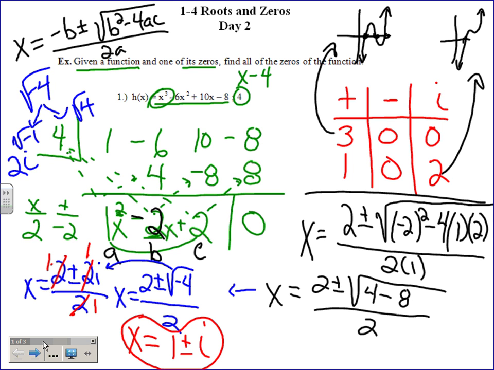Are the other two zeros? What was the first one in the... yeah, 4 was the first one. 1 plus or minus i are the other two. Because it was x to the 3, you needed 3 pieces. Do I have all 3? Yeah, I have 1 plus i, I have 1 minus i, and I have 4. I have all the zeros. I have all of them.